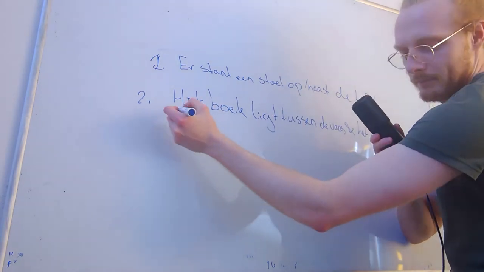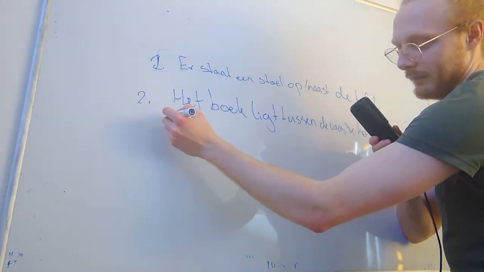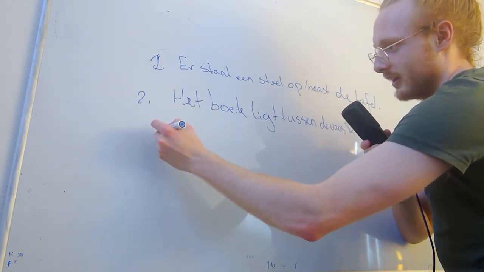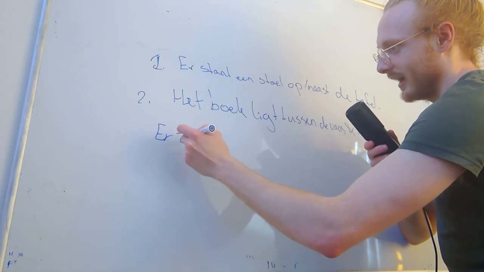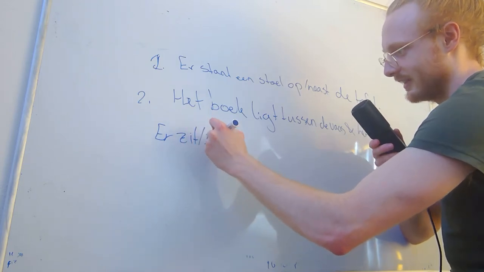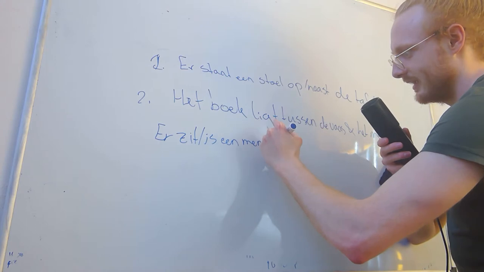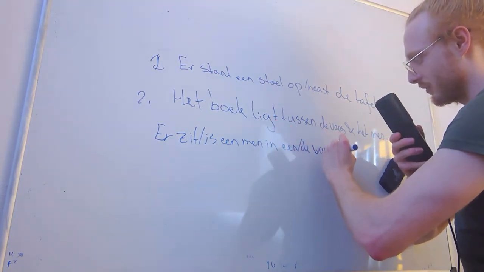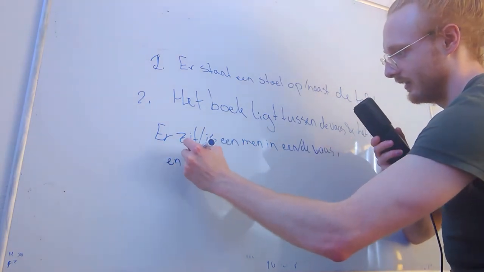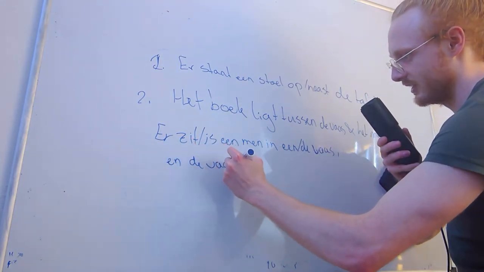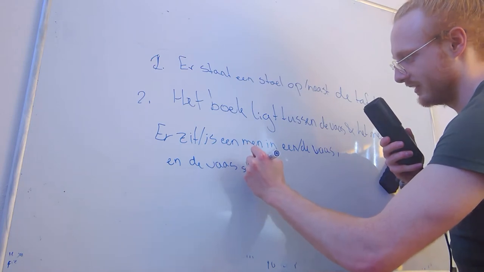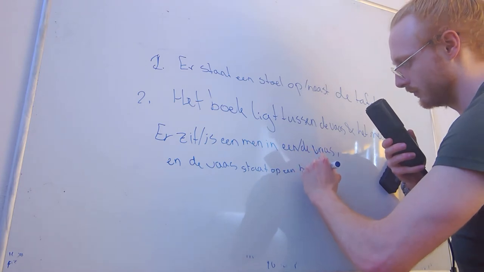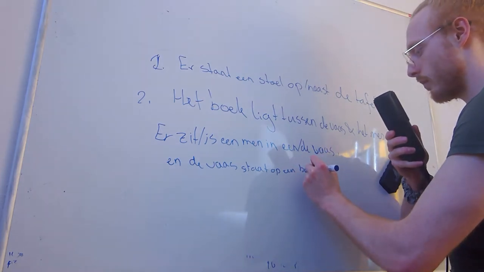En something along the lines of er zit or is een mes in een of de vaas. En dan, en de vaas staat op een boek. Cool.